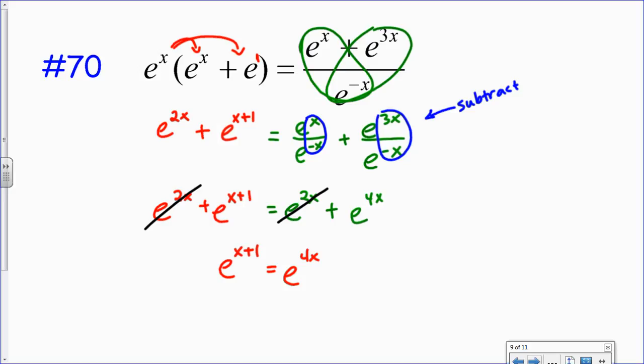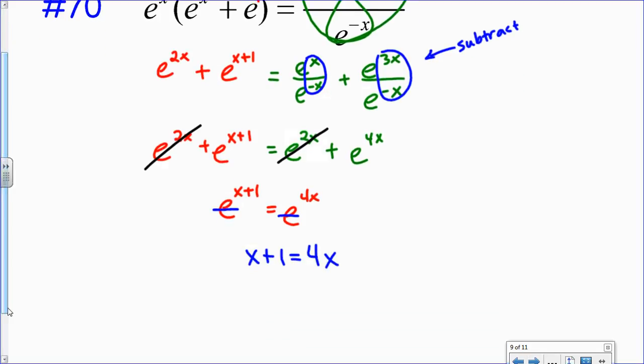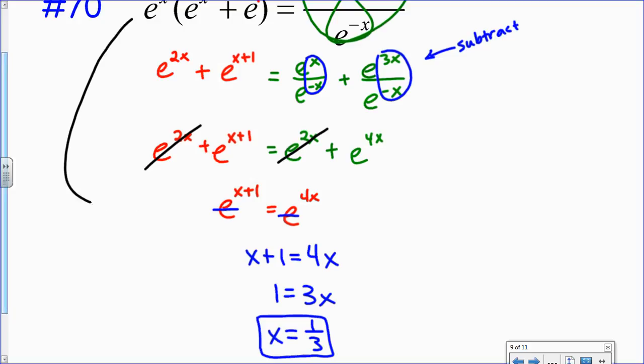Now I have what I want. Now I can use uniqueness property because it's 1 term on the left, 1 term on the right, and they are the same base. So that was my goal, to get to this. Because now I know, okay, I can cancel the base and just set the exponents equal to each other. So 1 equals 3x. So x equals 1/3. So my goal was to get to here to use uniqueness property.